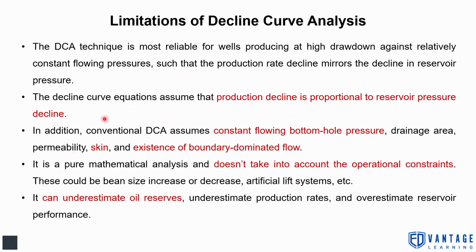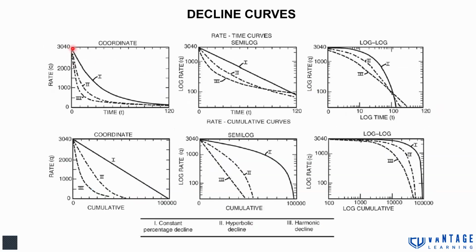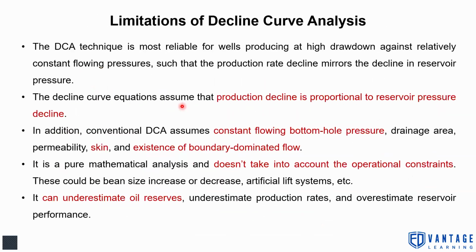So the limitation is that decline curve equations assume that production decline is proportional to the reservoir pressure decline. If you look at exponential decline, for example, the decline rate is constant over the entire time period. But that generally won't happen in some reservoirs where there is extensive water loading, because water loading hampers production rate. In addition, conventional DCA assumes constant flowing bottom hole pressure, constant drainage area, constant permeability, constant skin, and the existence of boundary dominated flow, which is not technically possible every time in every reservoir.